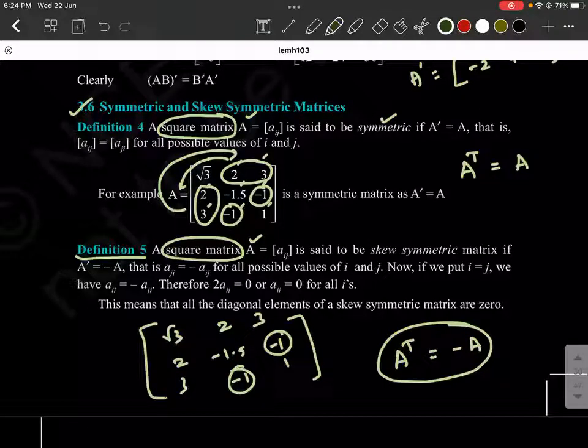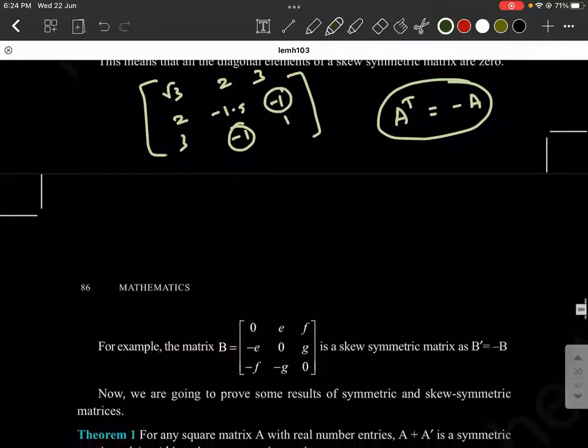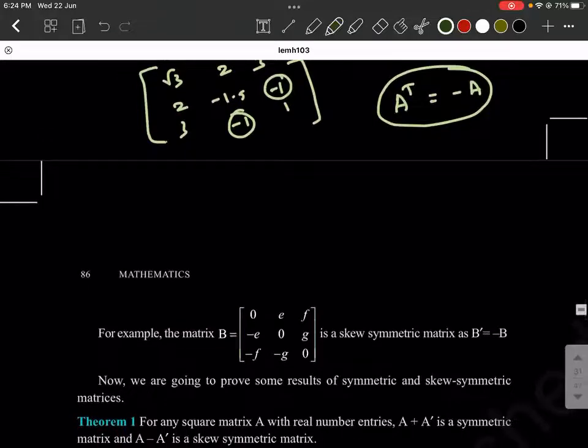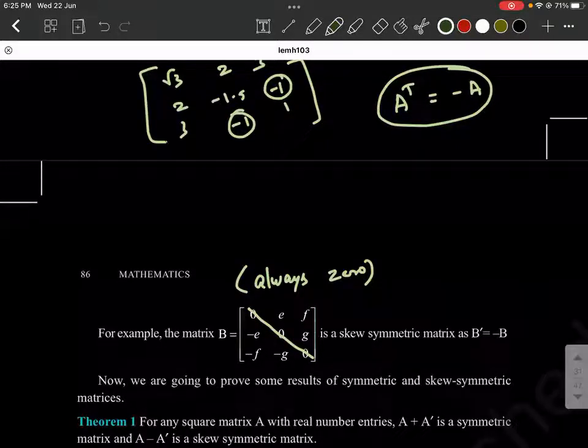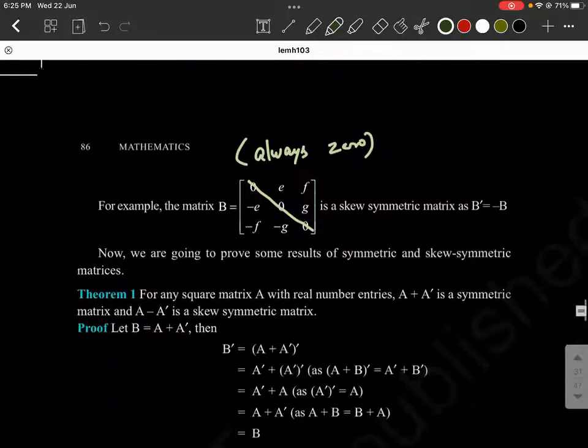Okay. So there is one important property with respect to a skew symmetric matrix. For a skew symmetric matrix, the diagonal elements are always 0. For a skew symmetric matrix, the diagonal elements are always 0.